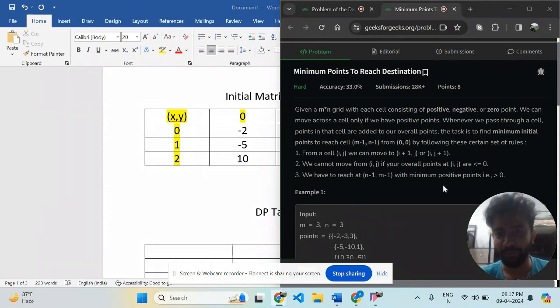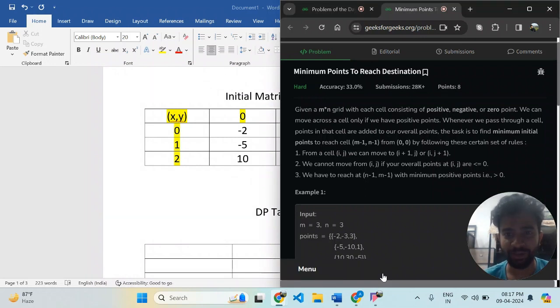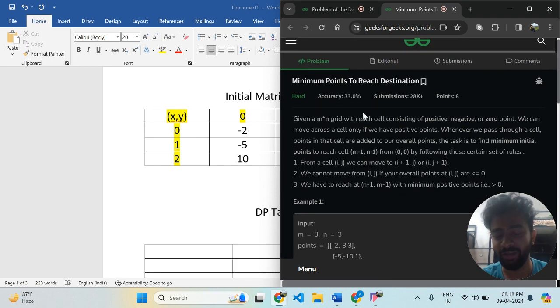Today we are solving the problem of the minimum points to reach a particular destination. This is basically a dynamic programming problem, and it has an accuracy rate of 33% as per all 28,000 global submissions of today. The problem is among the hardest problems, so it is also given as hard.